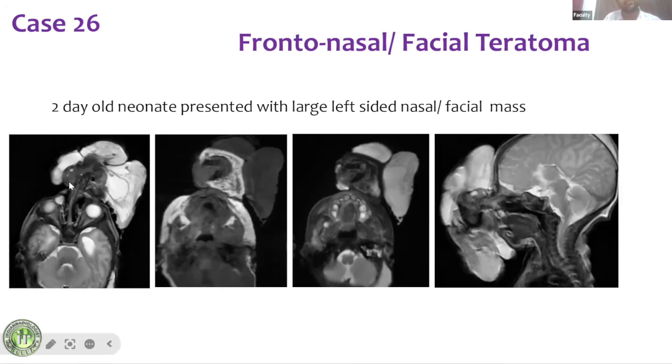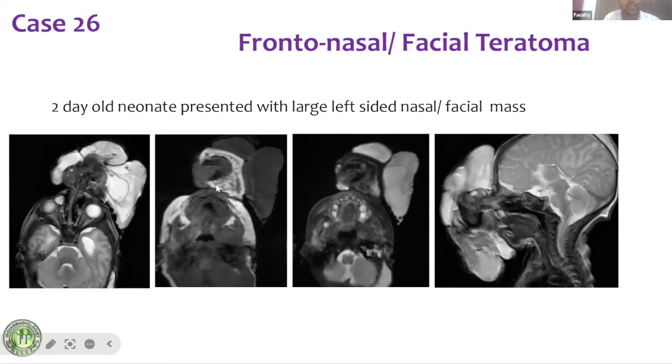The diagnosis actually was clear from the clinical examination. This was a facial teratoma because some tooth-like structures are visible. So MR was done to look again at whether there is communication with the intracranial compartment or not. You can see there is a very large, ill-defined, heterogeneous mass. You can see there is some fatty component which is showing suppression.